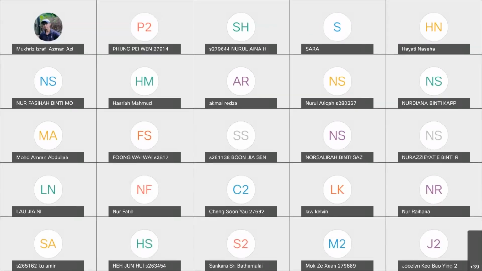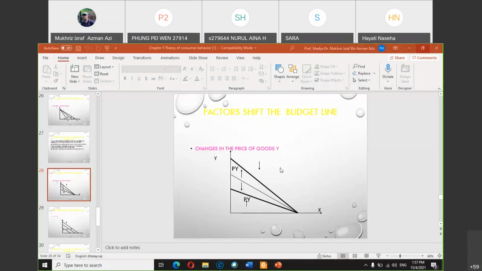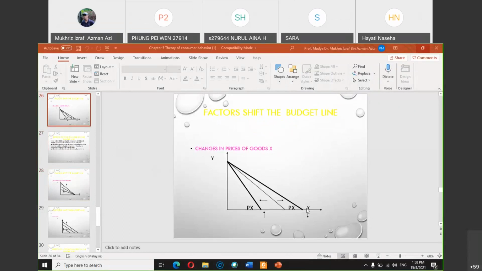On the other slides, the one that you watched from the last Monday video, this is changes in the price of good Y, only good Y changes. This one is only the price of good X changes. When the price of X decreases or the price of X increases, increasing will cause the curve to shift to the left. Reducing the price of X will cause the graph to shift to the right.